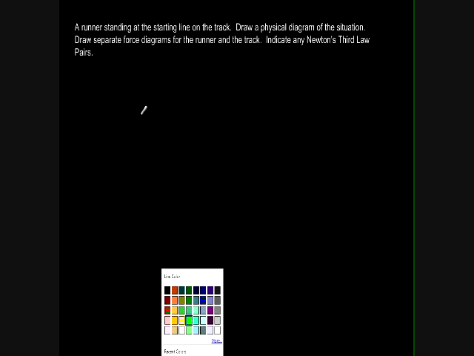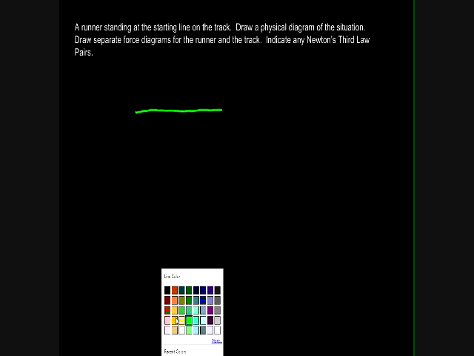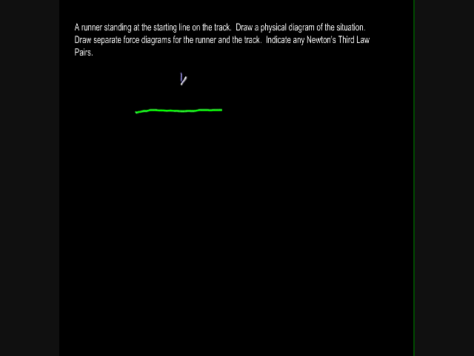So we're going to draw a physical diagram of the situation. And because I am Picasso, I am going to draw a very good diagram of the situation. So here we have a green track, and upon this green track, we're going to have a, let's see how this looks, kind of a mauve. The mauve means purple, by the way. Runner standing on the track at the start-finish line.